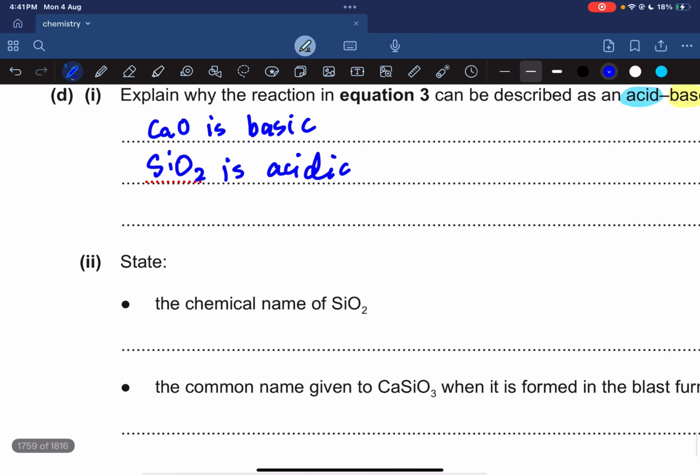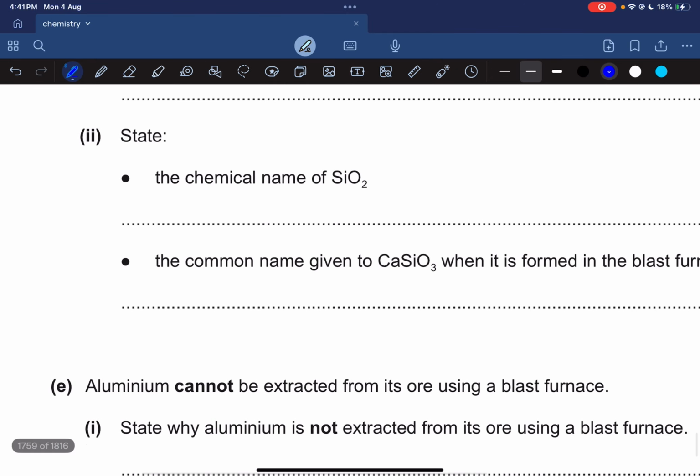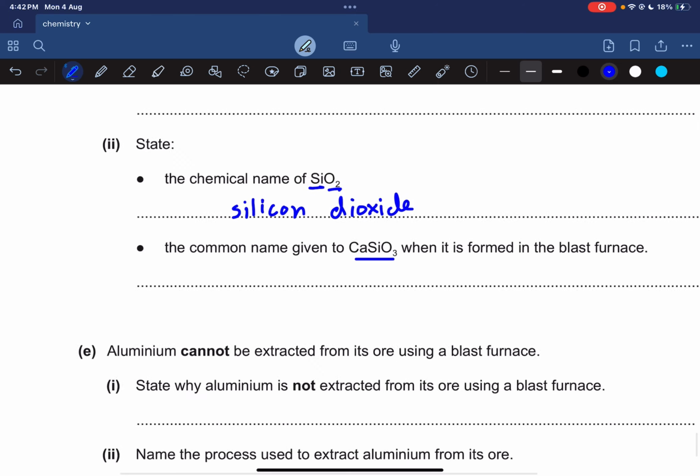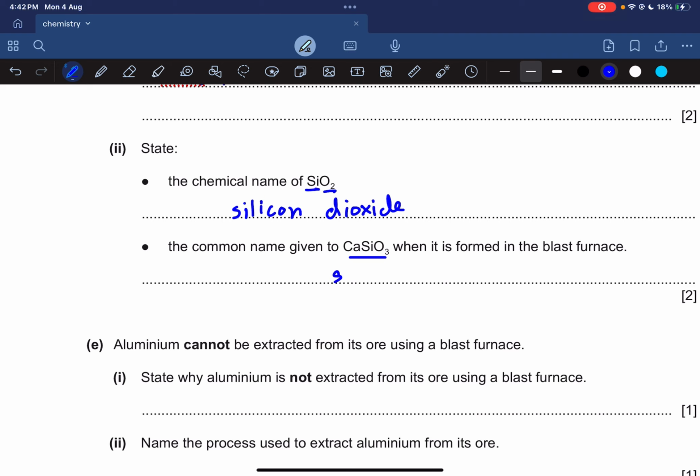Okay, state the chemical name of SiO2. The chemical name is what we use in chemistry. So it's going to be one silicon, so silicon, and two oxygen, so we use di. Di means two, so silicon dioxide. Okay, the common name given to CaSiO3: that's calcium silicate, which is the chemical name, and the common name is what we use commonly, that is slag, when it's formed in the blast furnace.